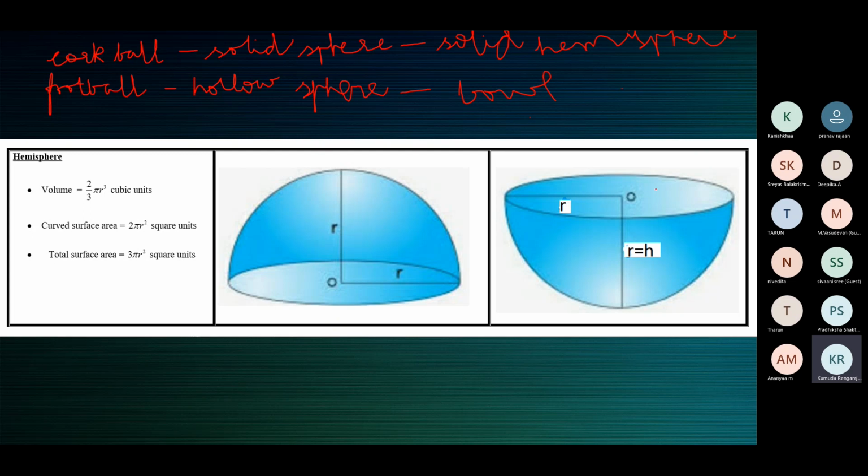Like, imagine exactly half of a laddu. A laddu is a perfect sphere. A laddu is an example of a solid sphere. Half of it is a solid hemisphere because it's tightly packed. The circle on the top is packed completely. It's not like a bowl. A cork ball is a solid sphere. Half of it is a solid hemisphere.